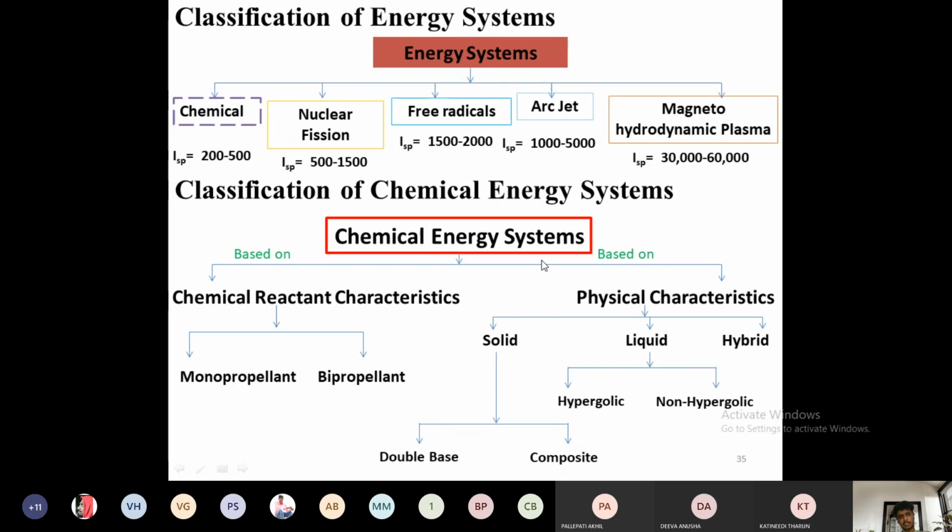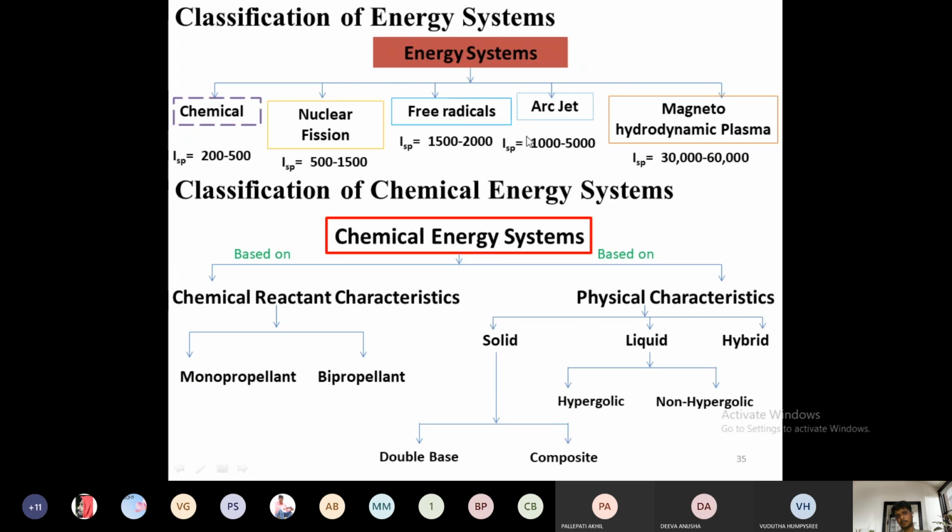Now, I hope you understood this classification. The first topic is the classification of energy systems. You may be asked how many types of energy systems there are. Classify energy systems: there are 5 types. The first one is the chemical energy system, which has a specific impulse of 200 to 500 seconds, and the nuclear fission energy system, which has a specific impulse of 500 to 1500 seconds. The free radical system has a specific impulse between 1500 and 2000 seconds.